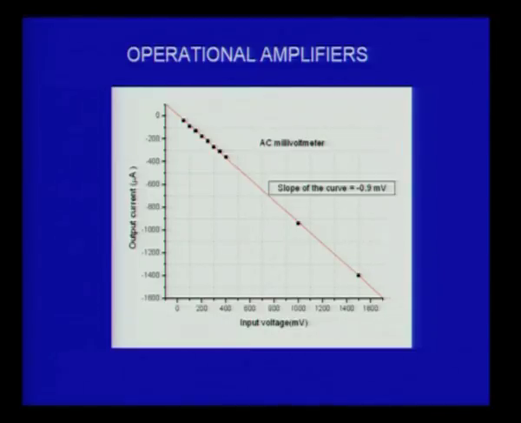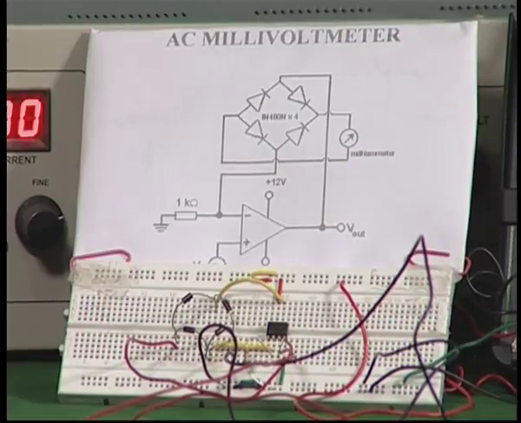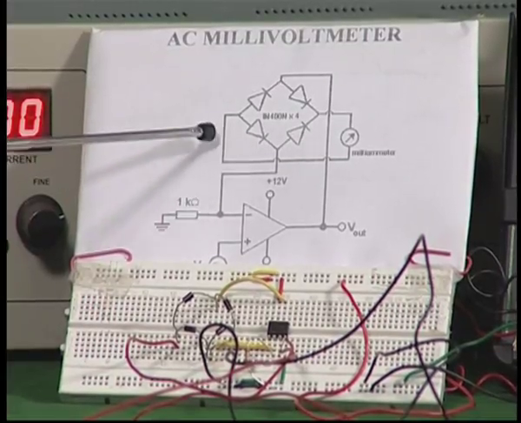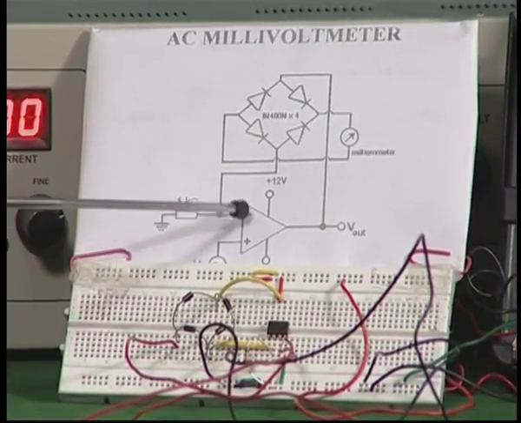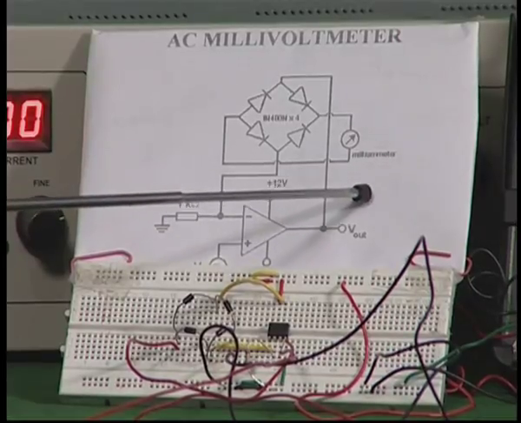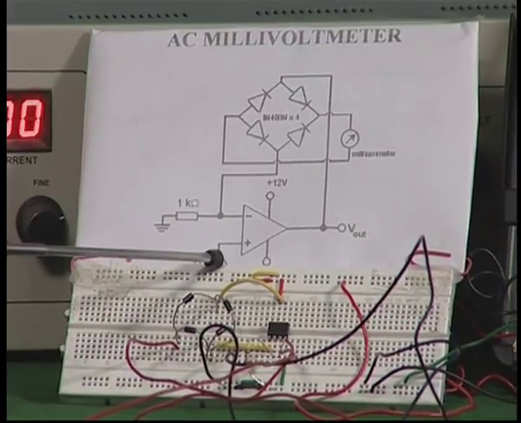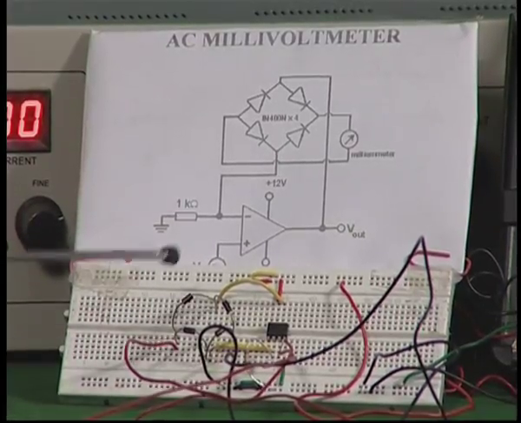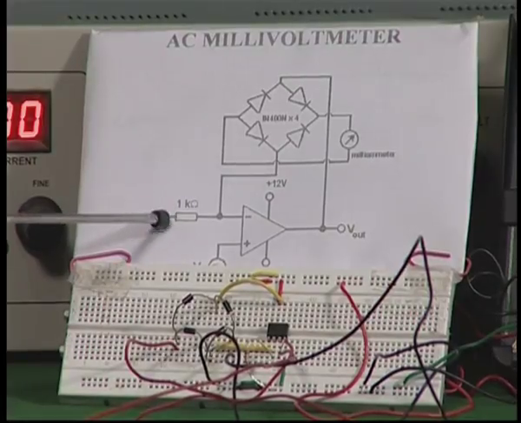Now I would like to show you a demo of the AC millivolt meter. I want you to see the circuit here. This is the bridge rectifier that I already mentioned to you, using 4 diodes, and that is coming in the feedback loop of the operational amplifier. You have a 1K resistor, grounded at the inverting terminal, and at the 2 ends of the output of this bridge rectifier we connect a millivolt meter. This is the millivolt meter. Now this is the op amp, and the input is given at pin number 3, corresponding to the non-inverting input. So you see here the 4 diodes connected in the bridge configuration, the operational amplifier, and this 1K resistor which is connected to the ground.